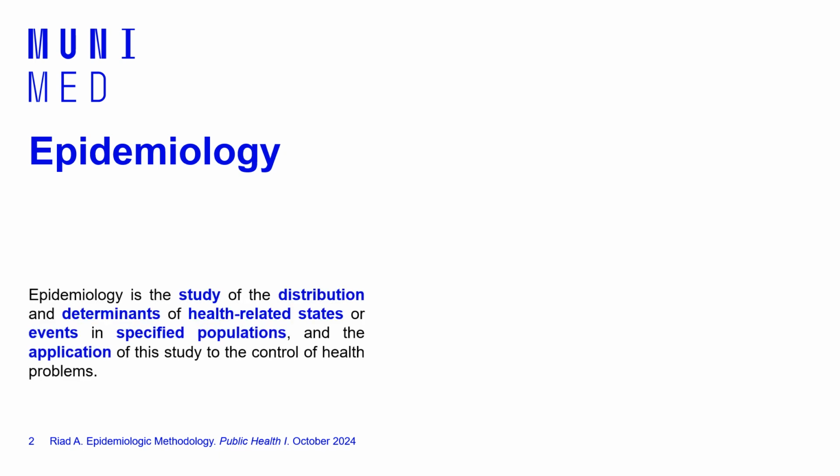So let's see the definition of epidemiology at the beginning. It's the study that aims to understand distribution and determinants of health-related states or events in specified populations and the application of this study to the control of health problems. So it simply means that epidemiologists are always working to find out the reasons for disease in human societies.